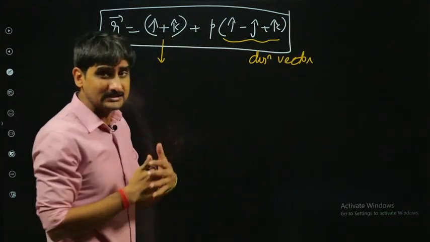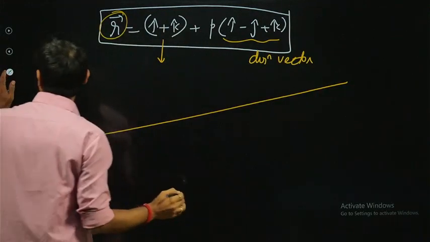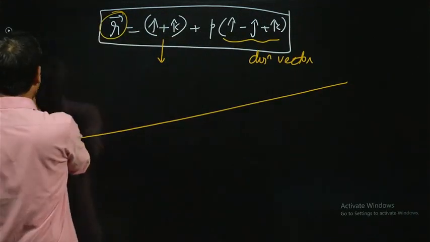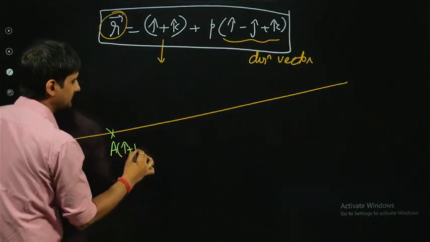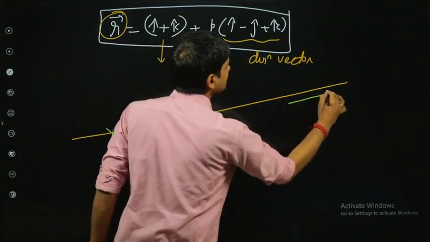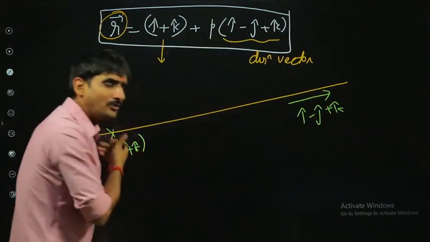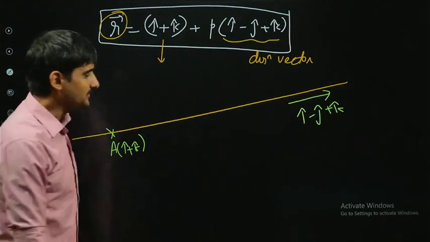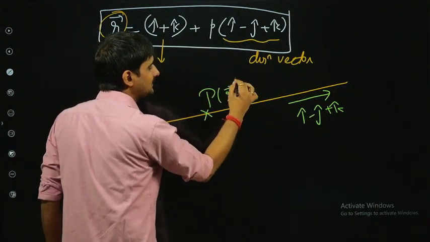Now here in this case, what does vector r represent? So if that's the line which is passing through the point A, let's say this is A, whose position vector is i cap plus k cap and whose direction is along i cap minus j cap plus k cap. How many points do we have? We have infinite points on this line. So for any variable point P, its position vector is vector r.